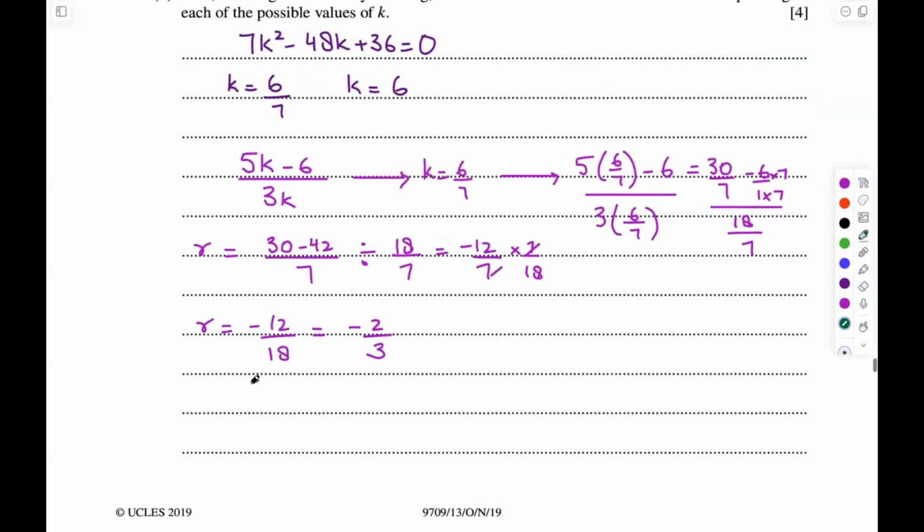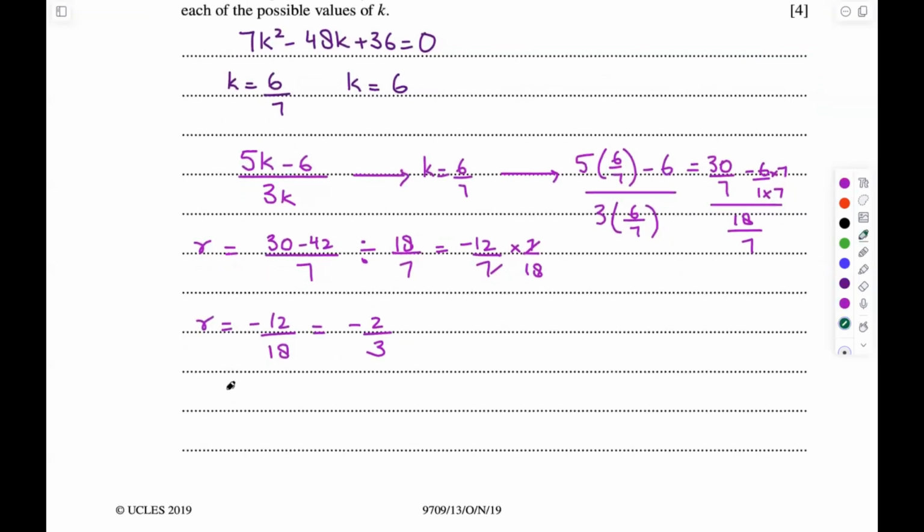Now using k equals 6, substituting k equals 6 into the same expression, that will become 5 into 6 minus 6 divided by 3 times 6. So 30 minus 6 will become 24, and this will become 18. Now dividing it by 6 again, this will become 4, so 6 times 4 and 6 times 3. So the second value for the common ratio will be 4 upon 3. And the first value was minus 2 upon 3.